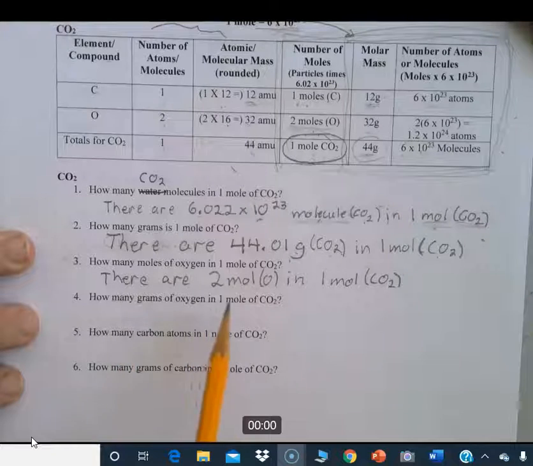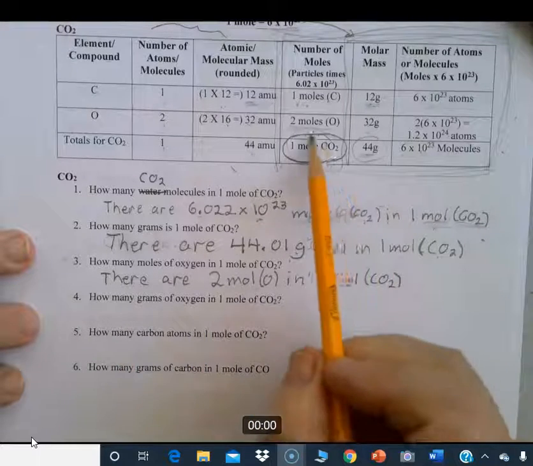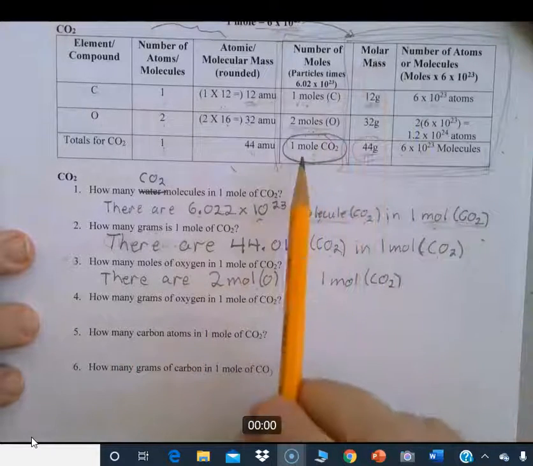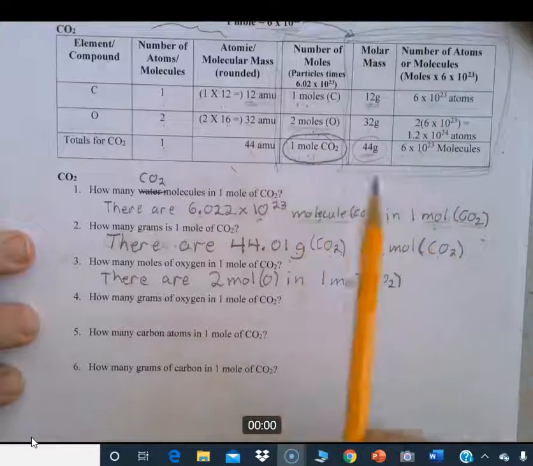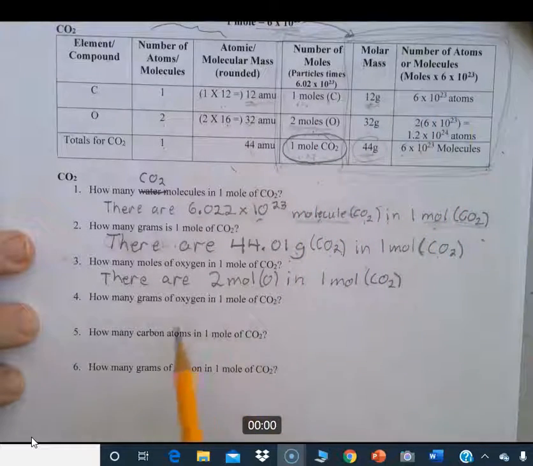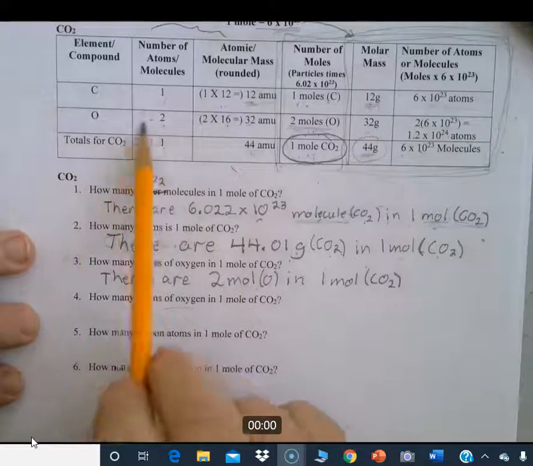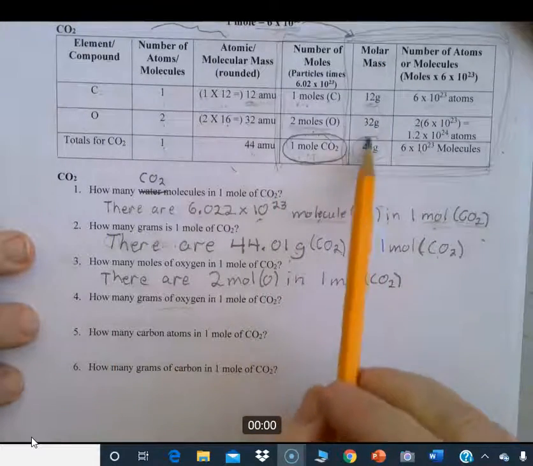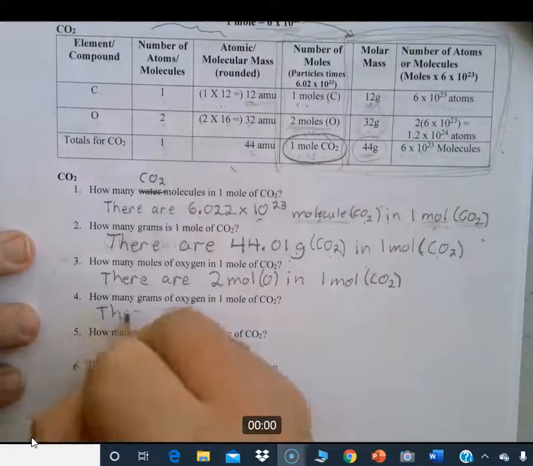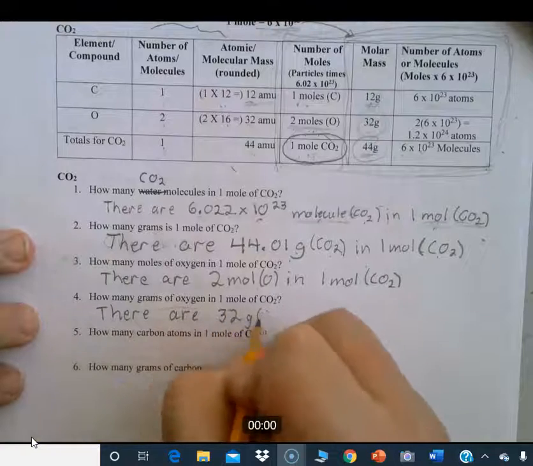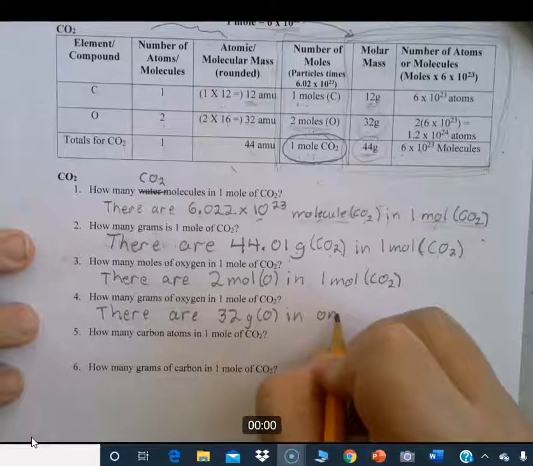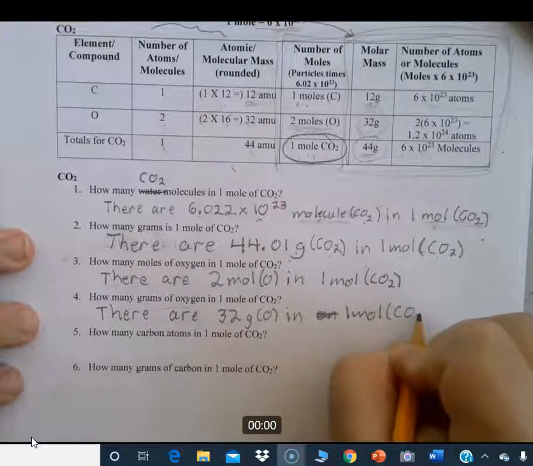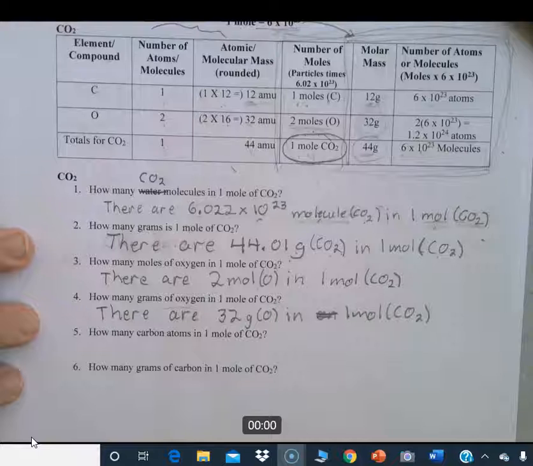How many grams of oxygen in 1 mole of CO2? Well, again, everything here is referenced to 1 mole of CO2. Everything you see over here. So grams of oxygen. So you come over here to the oxygen row, and you come over where the molar mass is in grams, is right there. So it's 32 grams. Okay, there are 32 grams of oxygen in 1 mole of CO2.